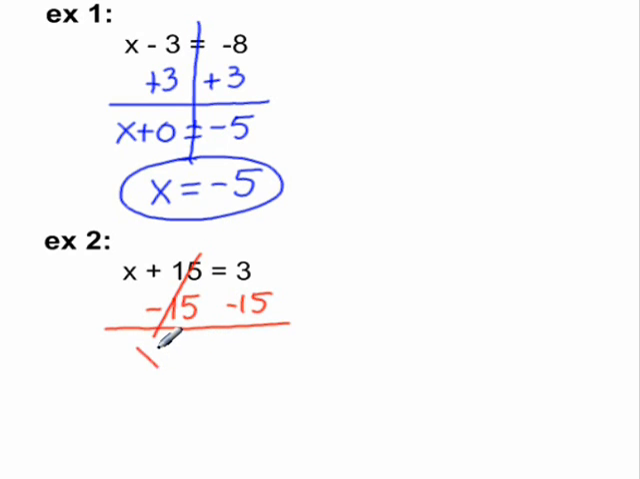I'll drop down my x, drop down my equal sign, and 3 minus 15 simplifies to negative 12. My x is all alone. There's nothing else I can do on the right side with the negative 12, so this will be my answer.